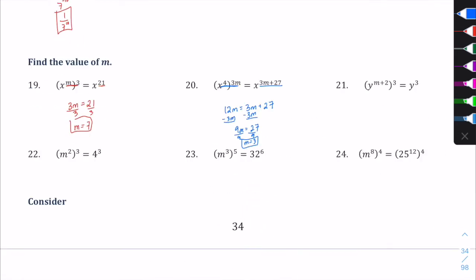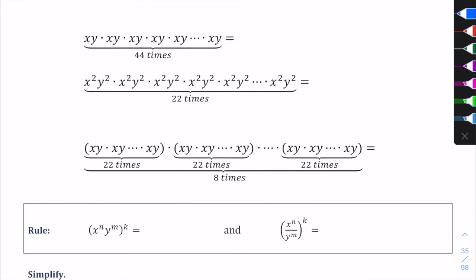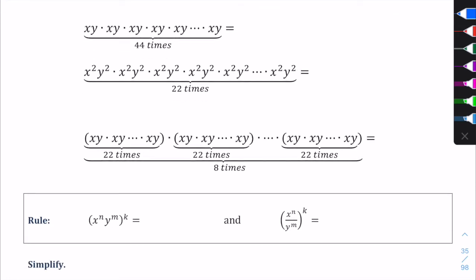All right. Let's look at how the power of powers property might look in some slightly different situations when we have multiple variables happening here. All right, so if we had xy times xy times xy times xy 44 times, well, we could think about that as xy, a quantity, all raised to the 44th power. But we could have also remembered that multiplication is commutative, which means we can multiply in any order. How fun is that?